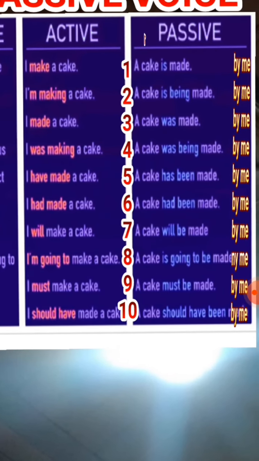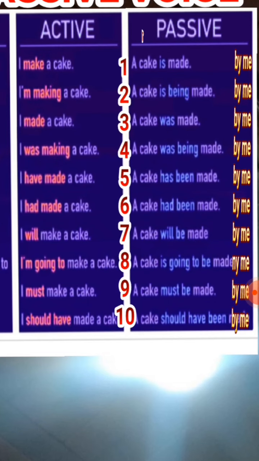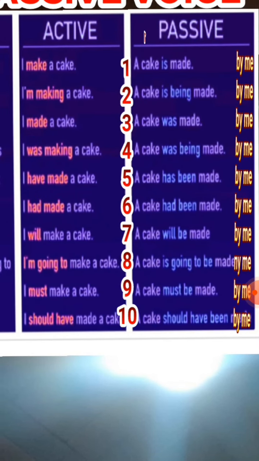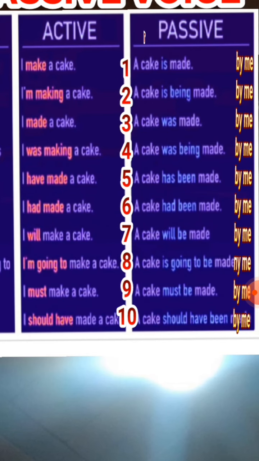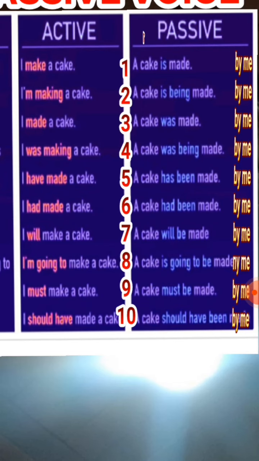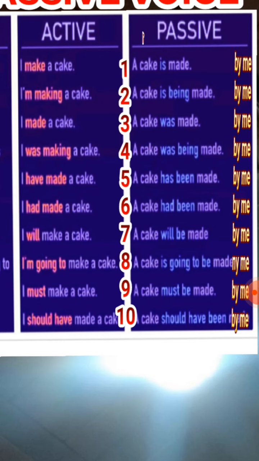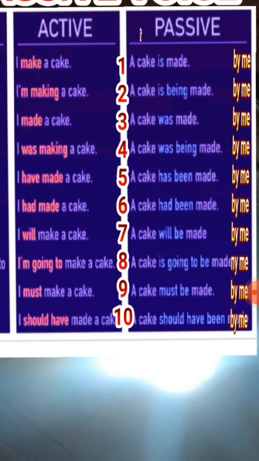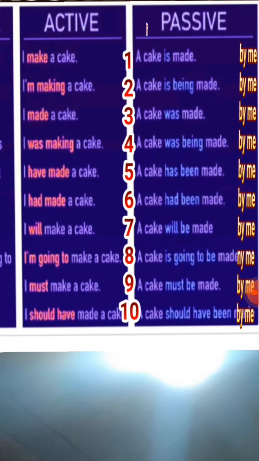And then example number 7. The sentence number 7 is in the form of simple future. I will make a cake. In the passive form, it becomes: a cake will be made by me.